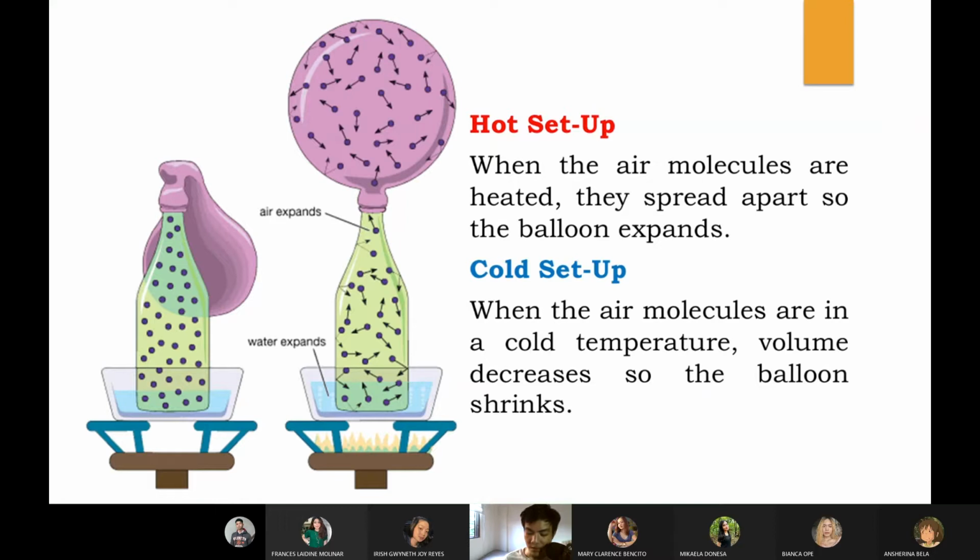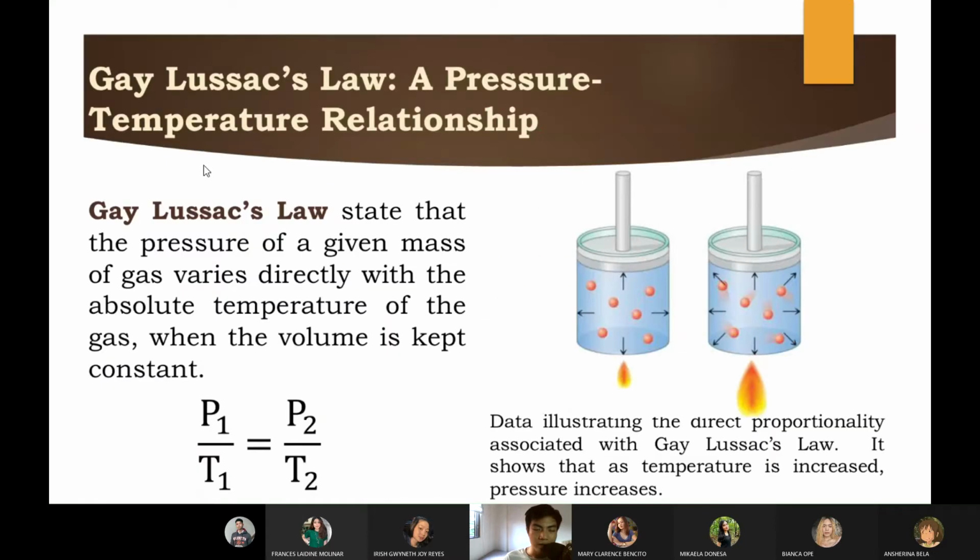So yan. And another example would be the Gay-Lussac law. Okay, so according to Gay-Lussac naman, the pressure is directly proportional to temperature. Okay, so that means when you increase the temperature, the pressure will increase. No? So yun yung sabi niya, pressure is directly proportional to temperature. Increasing the pressure increases the temperature. Decreasing the pressure decreases the temperature.